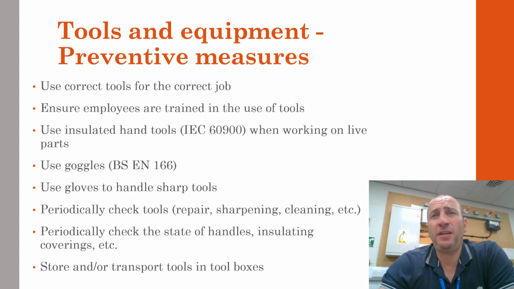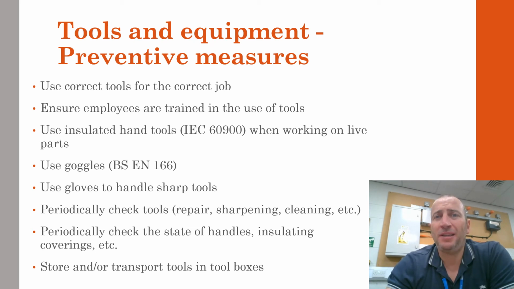In order to prevent the injuries that were discussed previously, you should always look to use the correct tools for the job and check that employees and colleagues are properly trained. The hand tools that you have should be insulated to IEC 60900. You should always use PPE, including goggles and gloves, particularly when working with sharp tools. You should maintain your tools properly. Check the state of the handles, insulating coverings, and always store and transport tools in tool boxes.